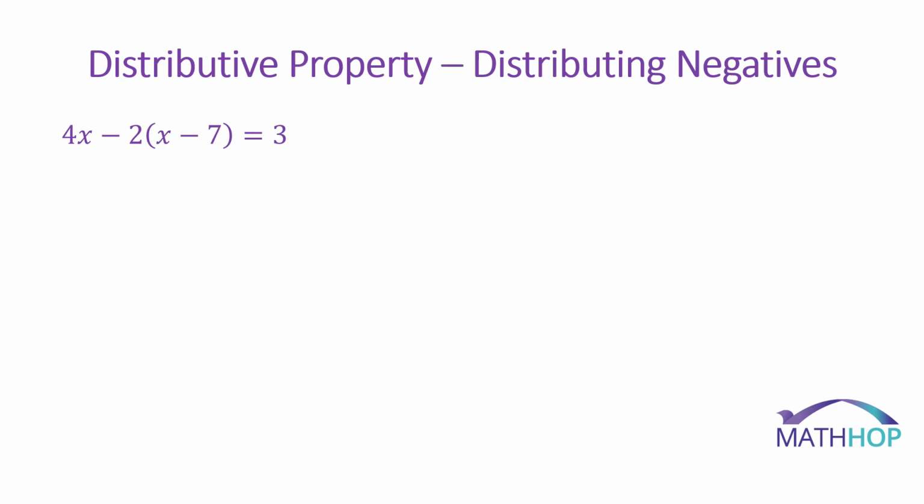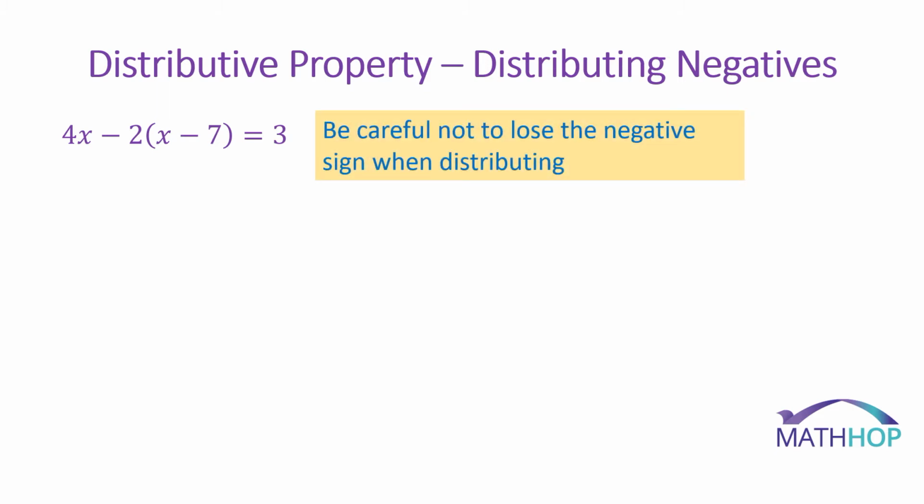So the equation looks like this: 4x minus 2 times the quantity x minus 7 equals 3. So many people say, what is that? A positive 2 or negative 2? Because I'm going to say, be careful not to lose the negative sign when distributing. I want you to grab this entire negative 2. This is the same as saying 4x plus negative 2 times the quantity x minus 7. So when you see a negative in front, grab it.